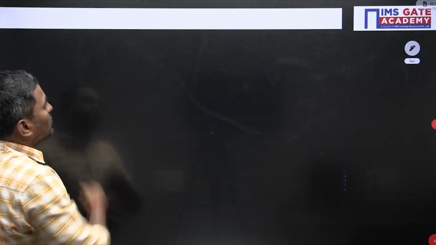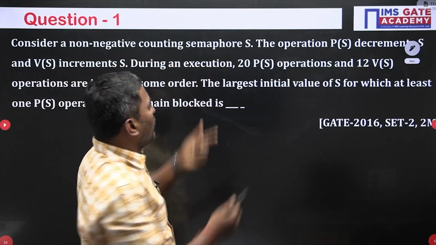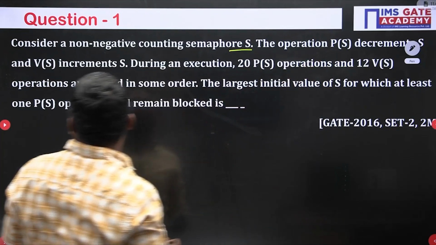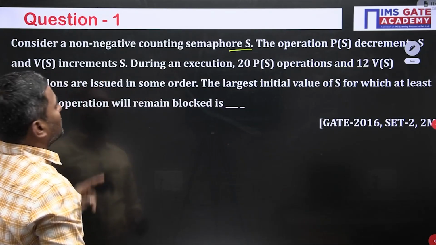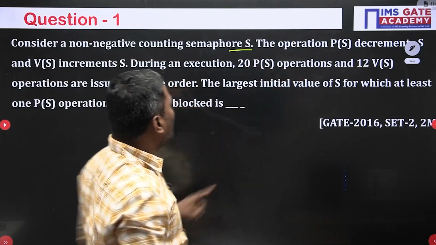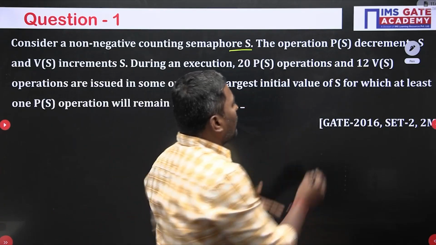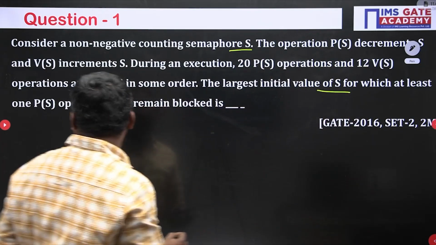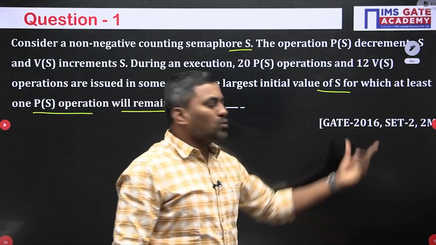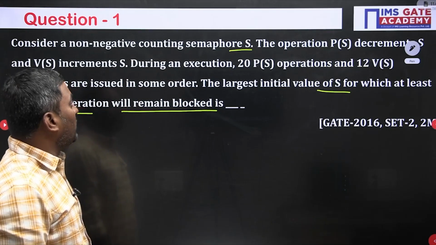Let's move to another question. Consider a non-negative counting semaphore S, where the operation P of S decrements S and V of S increments S. During an execution, 20 P operations and 12 V operations are issued in some order. The largest initial value of S for which at least one P operation will remain blocked is dash. This is the 2016 paper, set number 2, a 2-mark question they have framed.